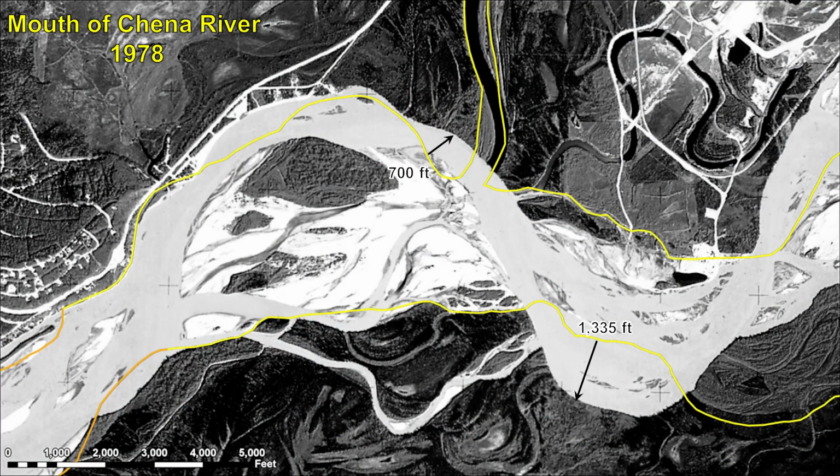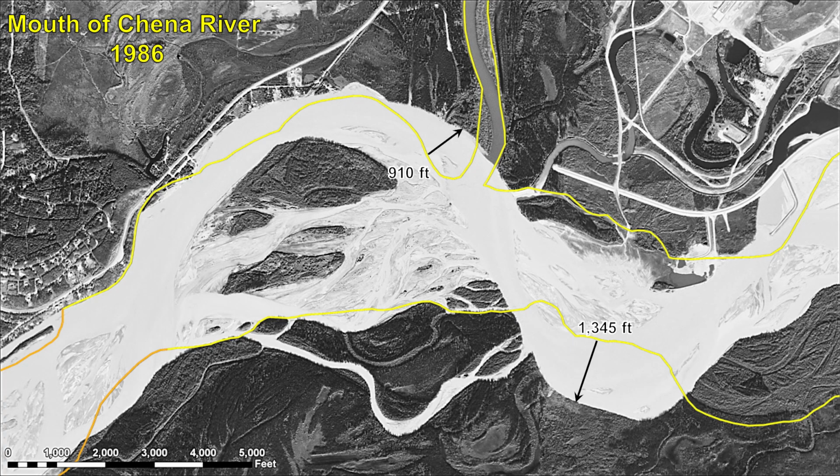1978, this is after Moose Creek Dam was in place. So the Chena River now has pretty much very little flow coming from the Chena Slough. It's almost all Chena River water coming in. And you see they've lost 1,300 feet over here, 700 feet over here. Your expensive riverfront property is now a houseboat. 1986, losing more.